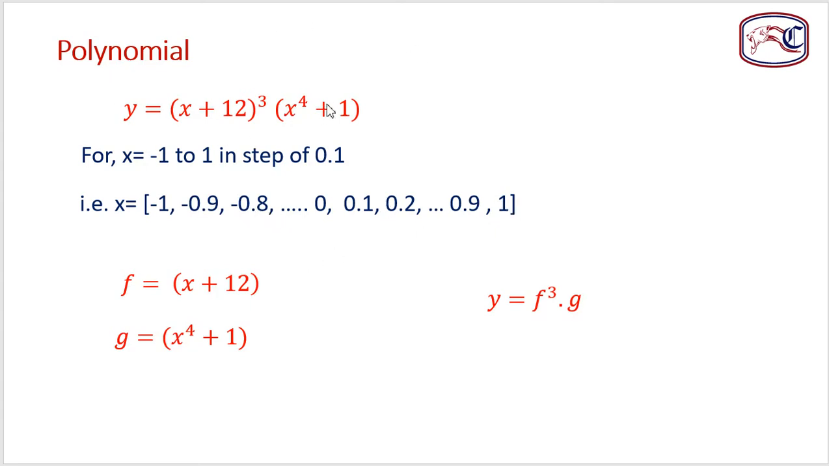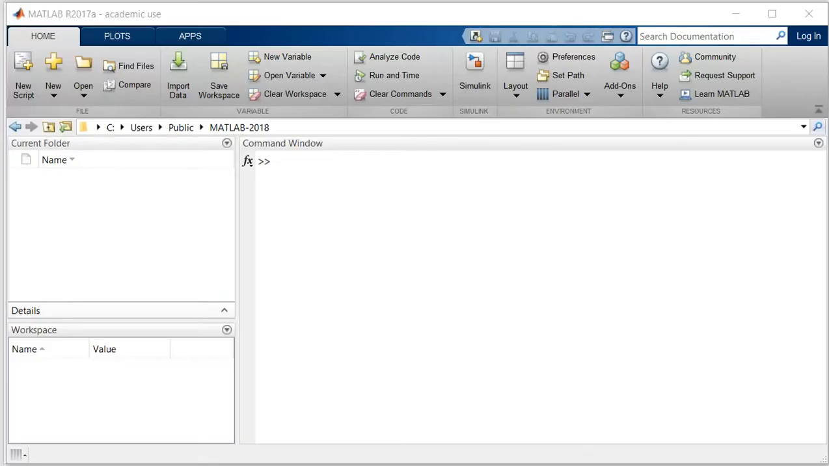So let's simplify this equation. Let's assign a variable f to this part, x plus 12, so f is equal to x plus 12, and let's assign a variable g to this part, x raised to the power 4 plus 1, which will be g. So this equation will become y is equal to f cubed times g. Let's try to solve this one in MATLAB.